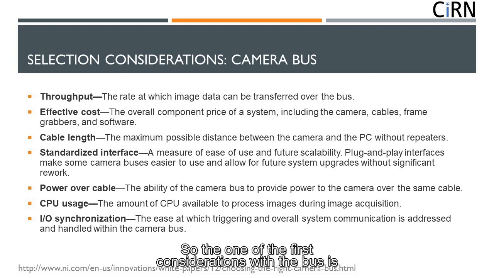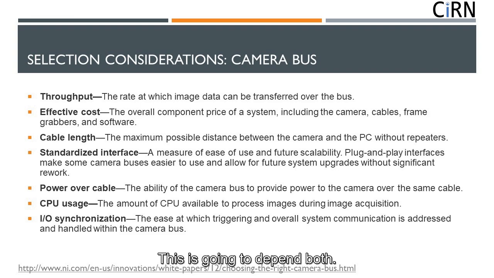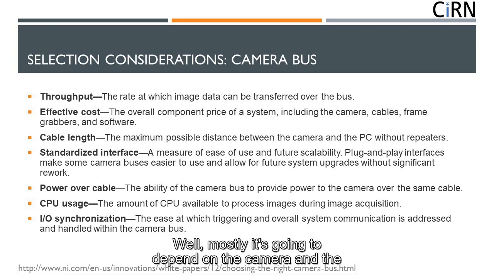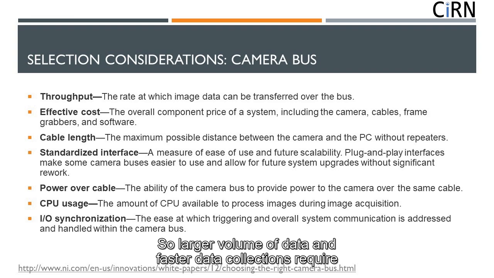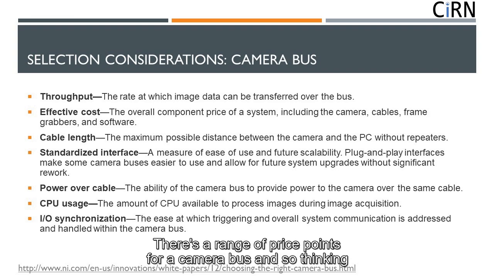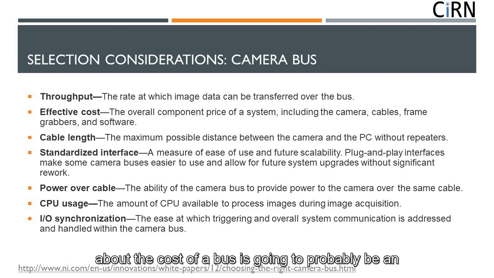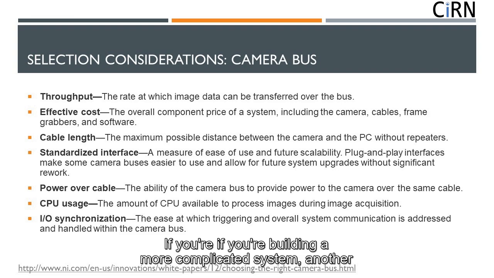So one of the first considerations with the bus is the throughput. How fast can you send data, and how much data can you send through your bus? This is going to depend mostly on the camera and the sensor that you choose. So larger volumes of data and faster data collections require a bus that can put those data through to the computer faster. There's a range of price points for a camera bus, and so thinking about the cost of a bus is probably going to be an important part of your camera choice if you're building a more complicated system.